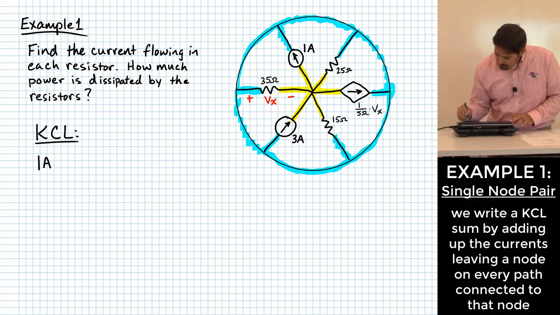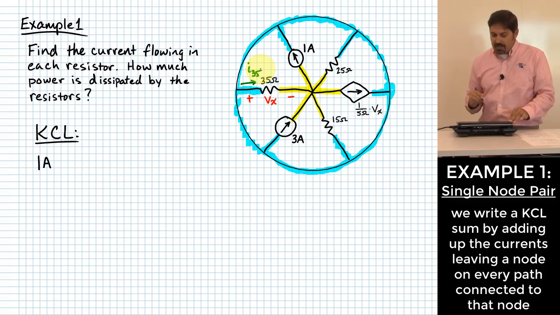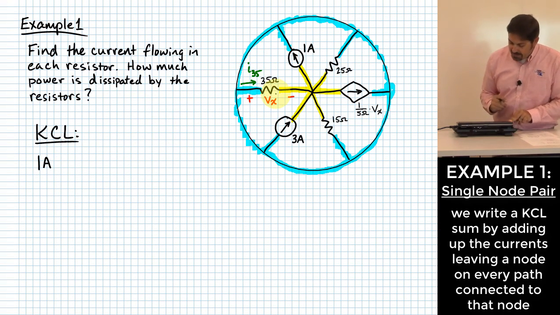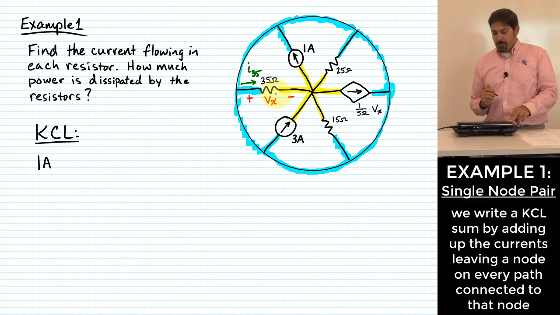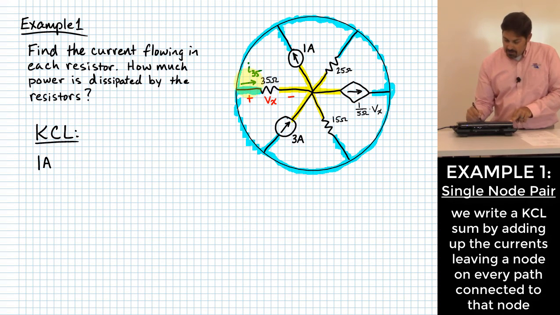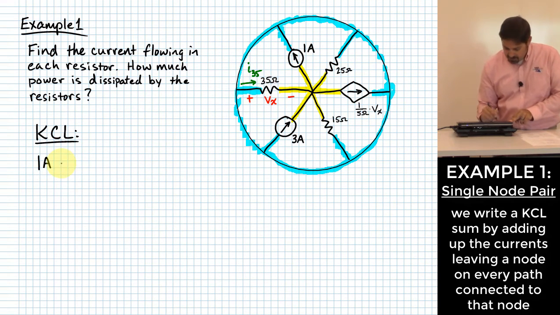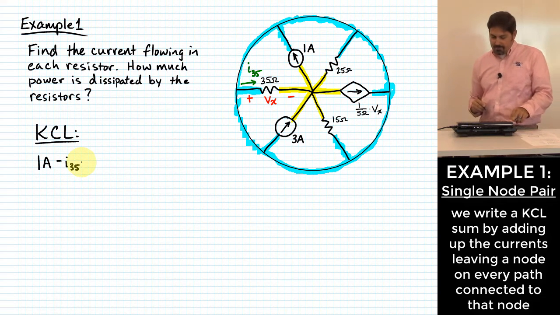Let me put that on there as a variable, and I'll call that I-35 to indicate that it is a current that flows right there. Let me do that element next in my sum. I would have I-35 not leaving the node, but entering the node. So I would say minus I-35. Because I get to choose.